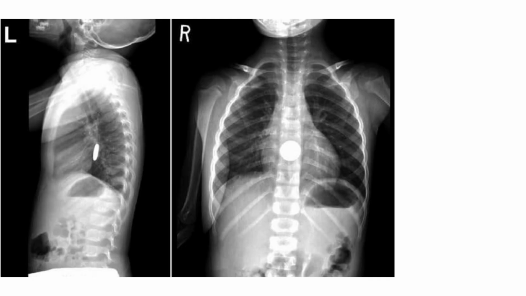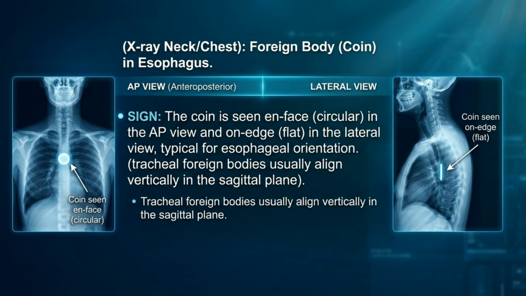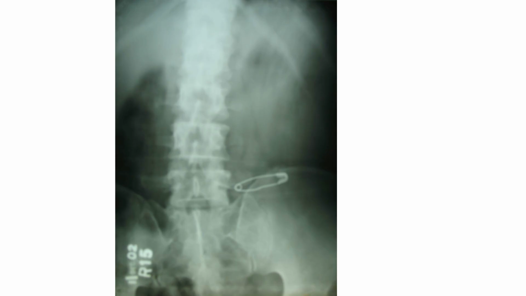This X-ray shows a foreign body in the esophagus. This X-ray of the neck and chest shows a foreign body, identified as a coin, in the esophagus. The coin is seen on face in the AP view and on edge in the lateral view. This image is a view of the abdomen, showing a foreign body resembling an open safety pin.